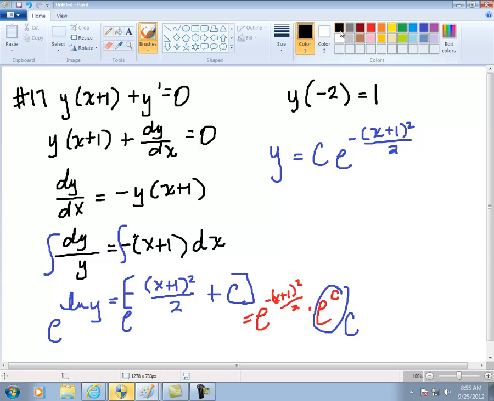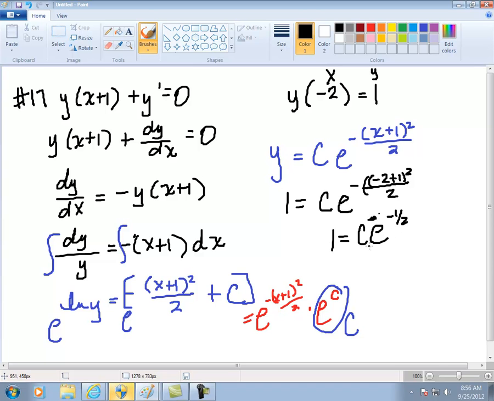And now I'm ready to use my initial conditions. This is my x, this is my y. So I get 1 equal to c, e to the minus. Now in place of x, I'm going to write my -2 plus 1, all that squared over 2. Okay, that's going to give me 1 equal to c. This is going to be (-1) squared, which makes it +1, but then times a negative, so this is my e to the -1/2.